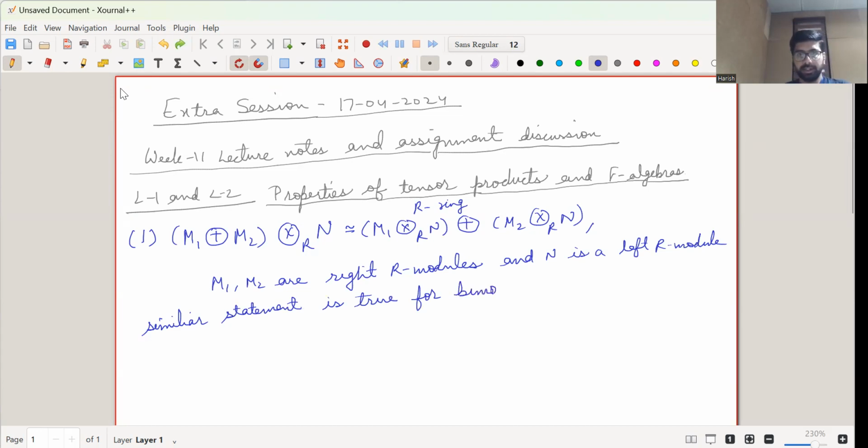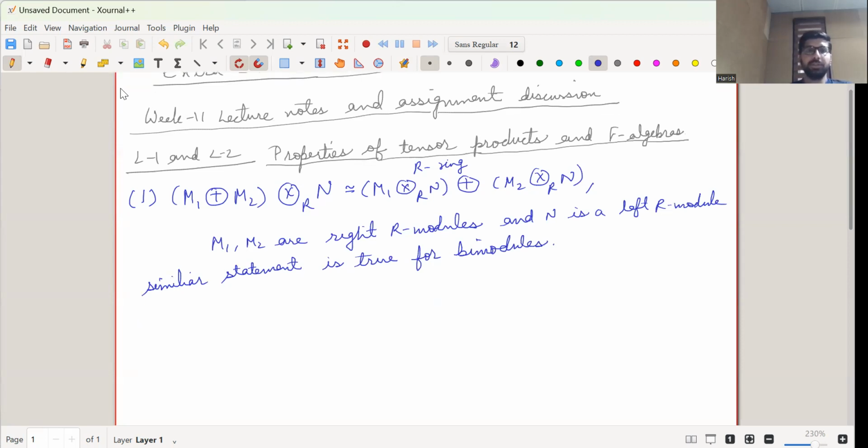In the case of bimodules, this will be over two rings. The module structure will be by two rings. So you only need to check the compatibility of the rings: if you are taking the direct sum, what nature the ring structure must have, and if you are taking the tensor product with this, what kind of similarity you need in the bimodule structure. Otherwise, a similar statement holds for bimodules.